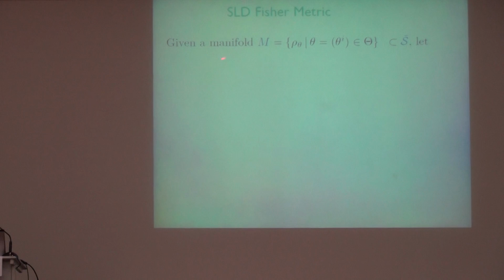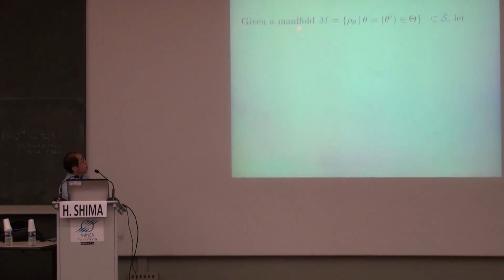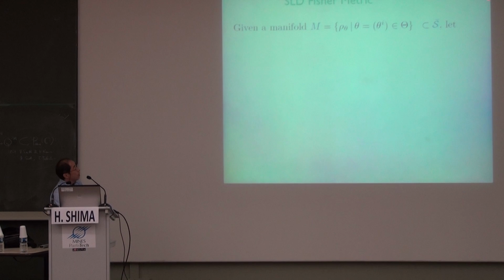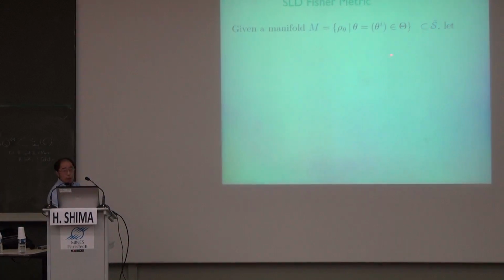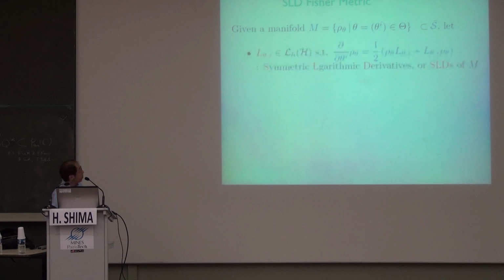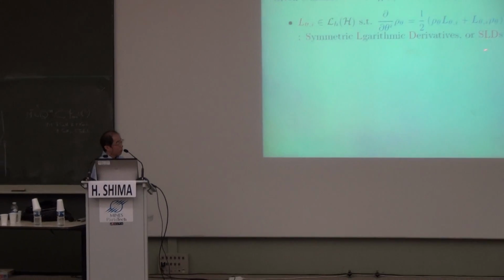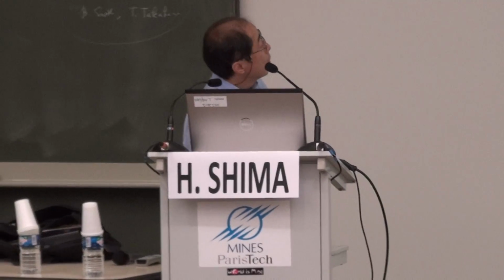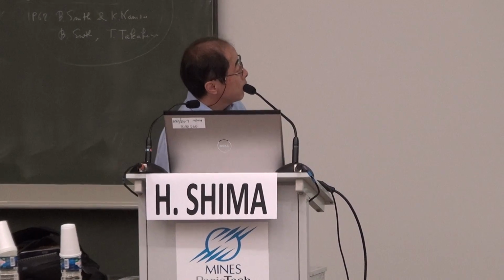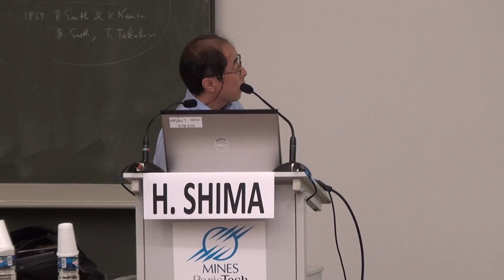Now suppose that we are given a manifold M of this form lying in the total space S-bar. Then we see that a Riemannian metric g can be introduced on M. Let L_theta^i be a Hermitian operator such that this equation holds, which is called the symmetric logarithmic derivative, or SLD score. Then the Riemannian metric g_ij on the manifold M is defined by this.